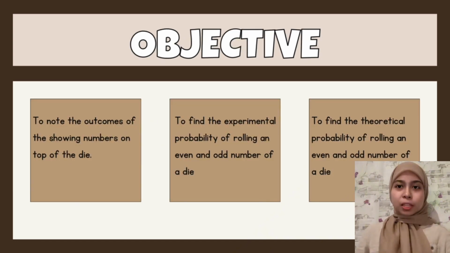The first objective is to note the outcomes of the showing numbers on top of the die. Next, to find the experimental probability of rolling an even and odd number of a die. And lastly, to find the theoretical probability of rolling an even and odd number of a die.